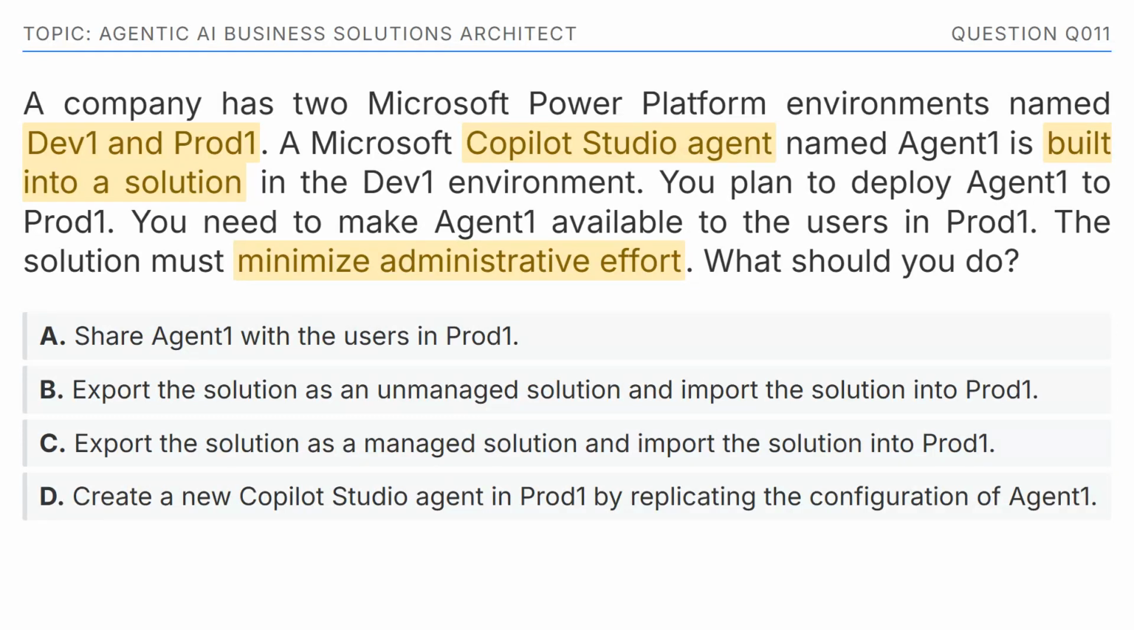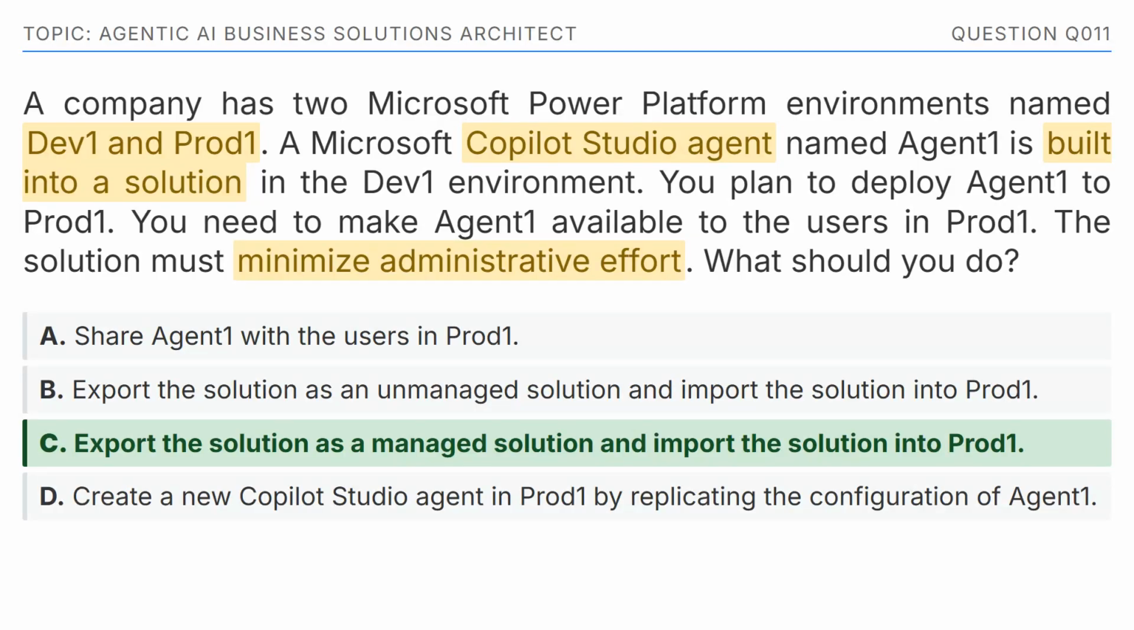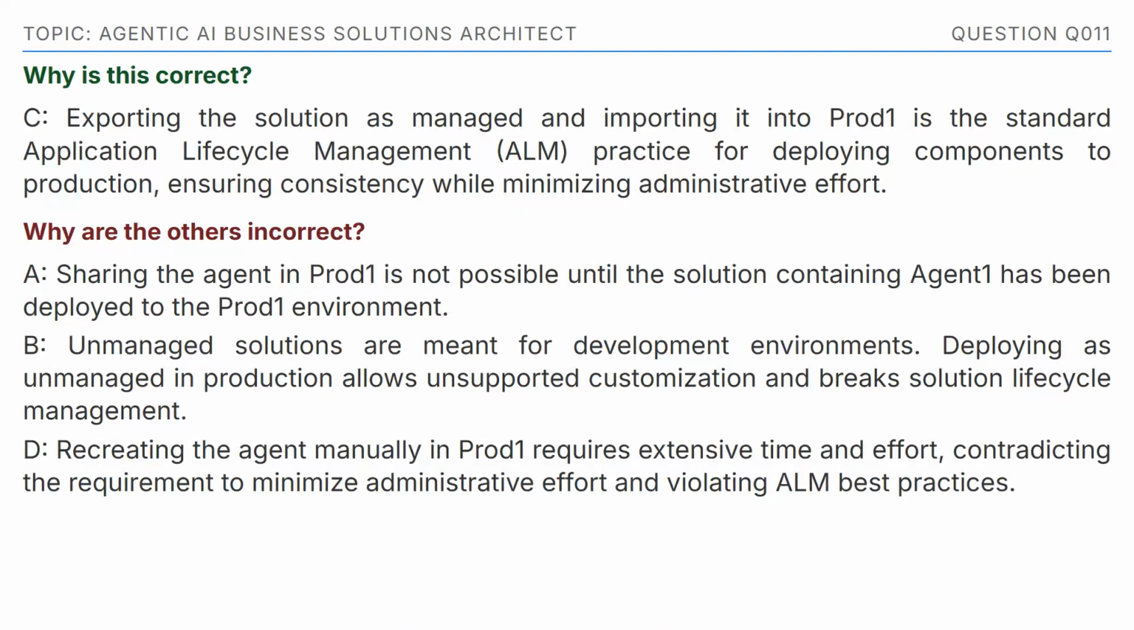To arrive at the correct answer, we focus on the keywords Dev1 and Prod1, Copilot Studio Agent, built into a solution, deploy to Prod1, minimize administrative effort. The correct answer is option C, export the solution as a managed solution and import the solution into Prod1. Why is this correct? C. Exporting the solution as managed and importing it into Prod1 is the standard application lifecycle management (ALM) practice for deploying components to production, ensuring consistency while minimizing administrative effort.